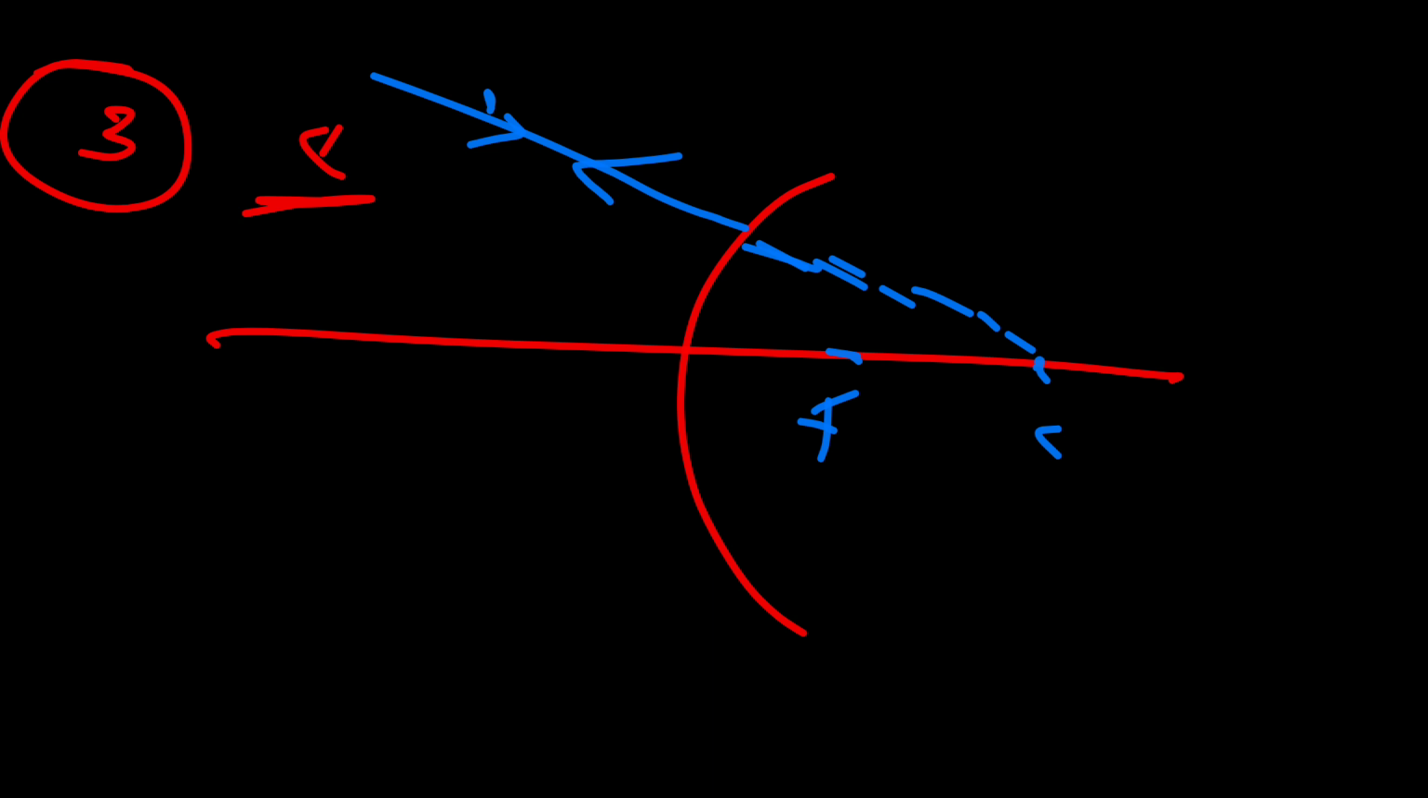A ray directed towards the center of curvature is reflected back along the same path. It looks like it is coming from the center of curvature, right? So no bending happens, and it is reflected back along the same path. So this is rule number three.